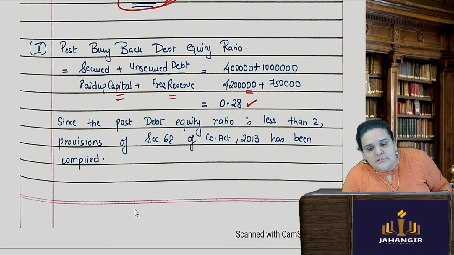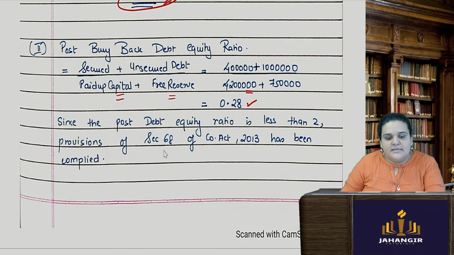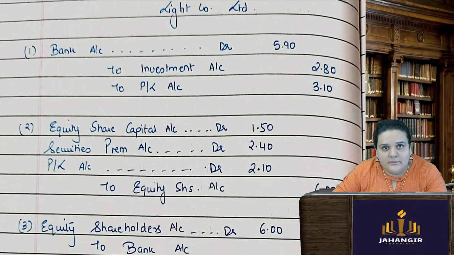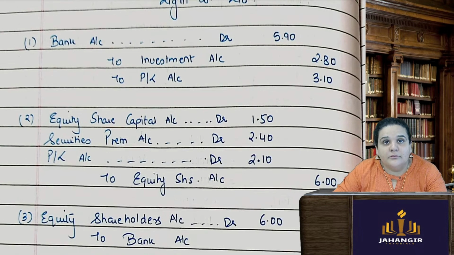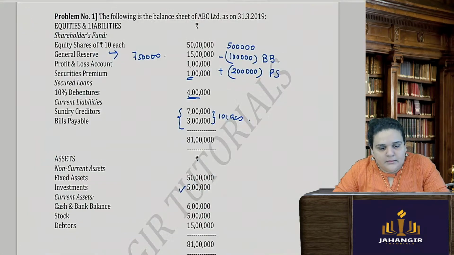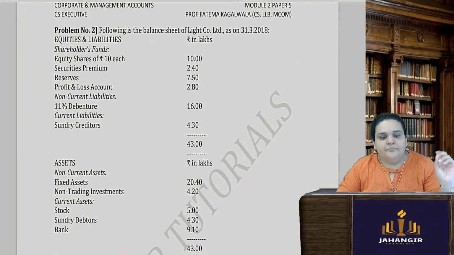Since the post buyback debt equity ratio is less than 2, provisions of section 68 of the Companies Act have been complied with. Now what is this debt equity ratio? These are the conditions of buyback as per section 68, debt to equity. Fine. Now I'm going to take you to the sections and the compliance provisions. We'll come to that particular example.